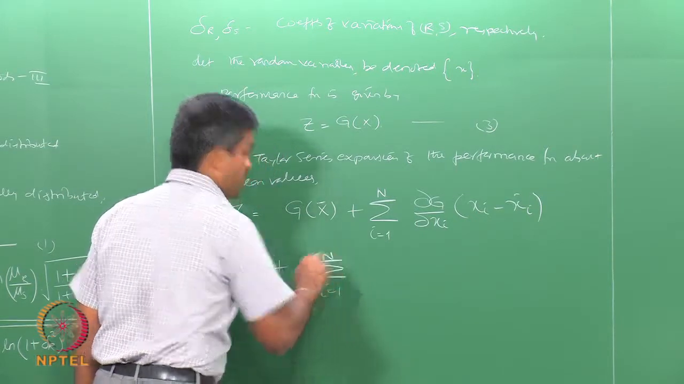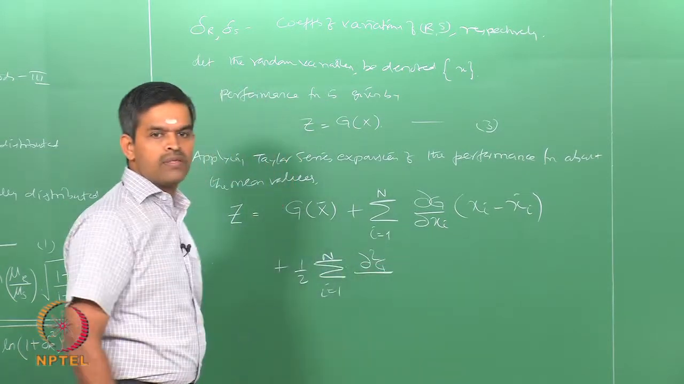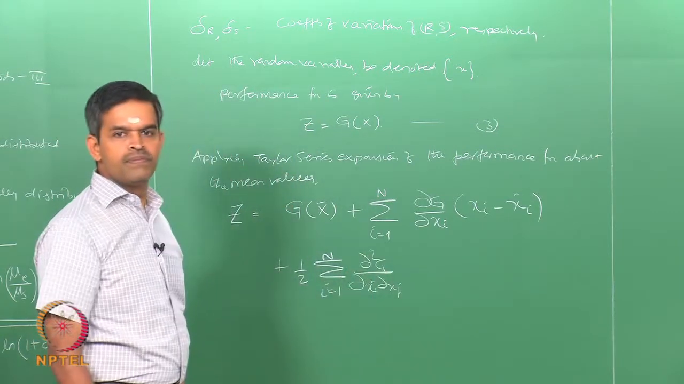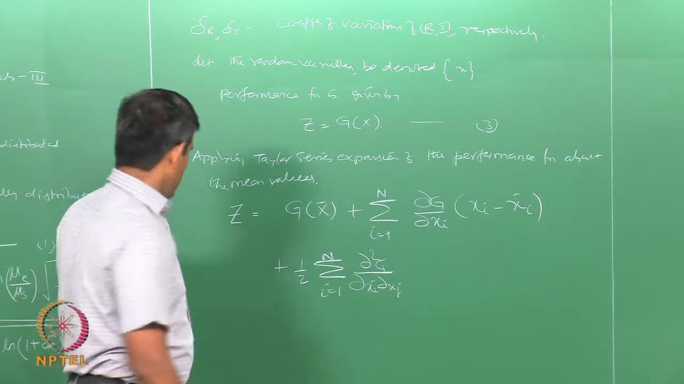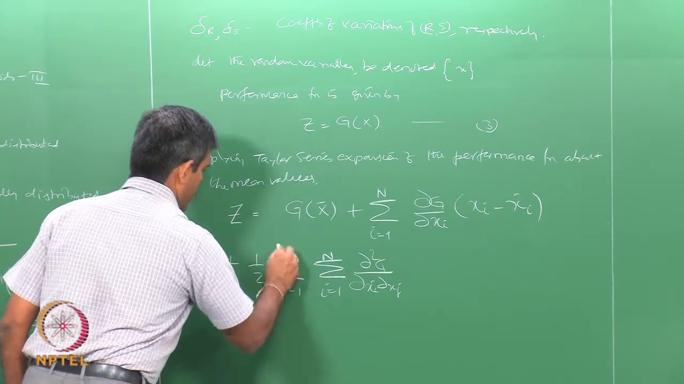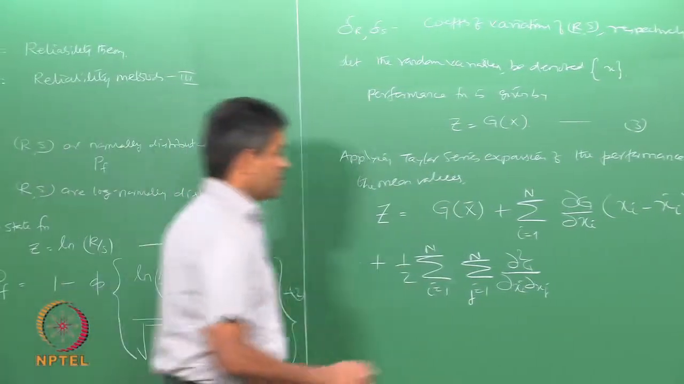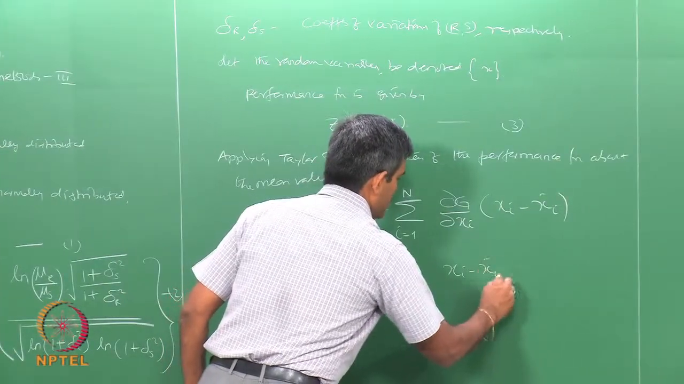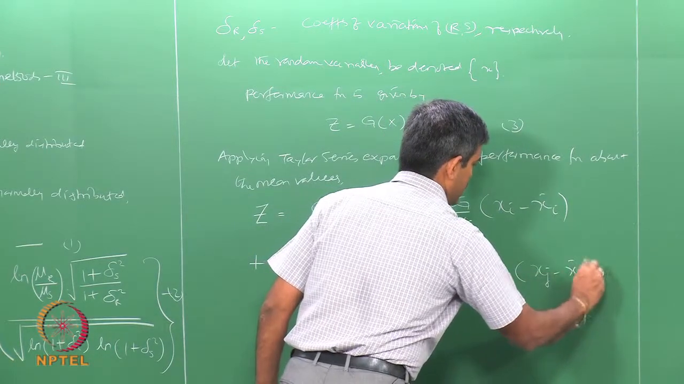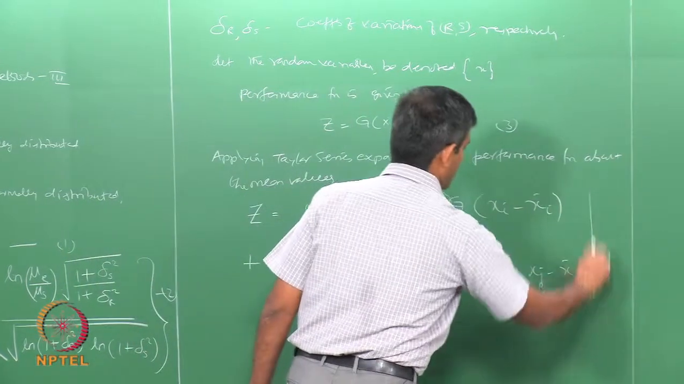summation i equals 1 to n of the second derivative, dou square g by dou xi dou xj, with one more summation over j, times xi minus x bar i times xj minus x bar j. Okay, there are two summations here. Call this equation number 4.